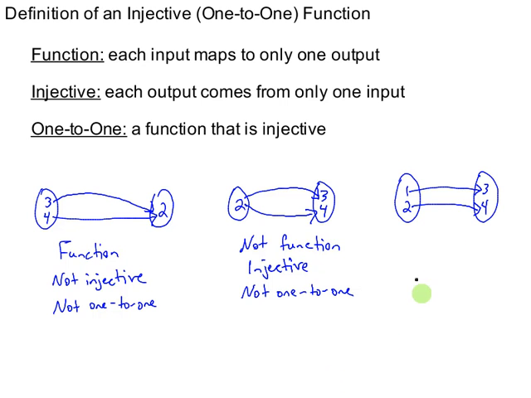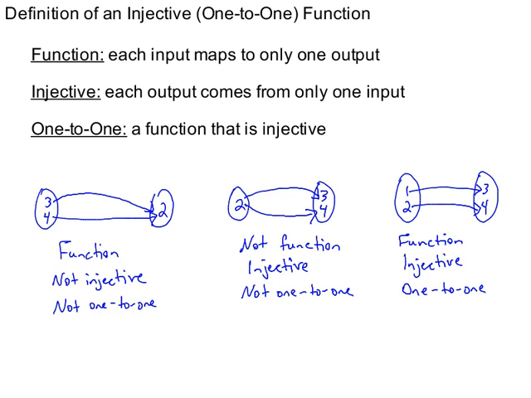Finally, this last example is a function because the input of 1 goes to one output, the input of 2 goes to one output. It is also injective because when we analyze the outputs, 3 comes from one input, 4 comes from one input. Since it's an injection and it's a function, it is one-to-one. So here is a good way using mappings to understand these definitions.